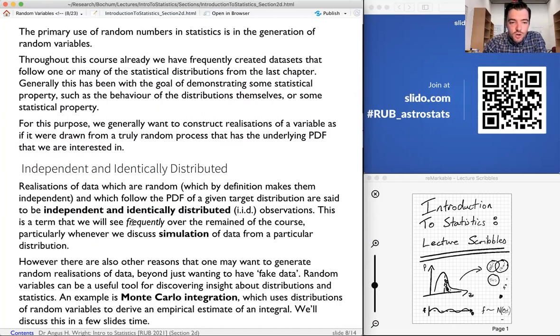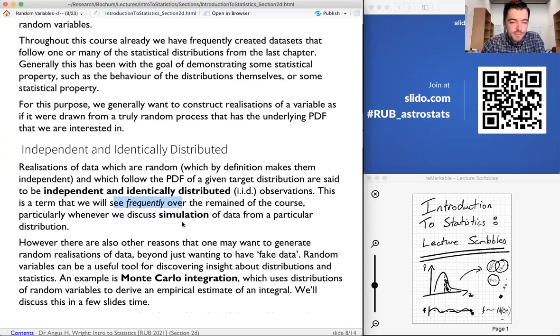You're going to see this term a lot over the course of the next probably 4 lectures and your academic careers, I imagine. But particularly when we're discussing simulation, which we're going to be doing a lot today. There's also another reason that we might want to generate fake data, and that's something called Monte Carlo integration. If you've heard that term before, then great. If you haven't, don't worry. We're going to be talking about it in a few slides' time.